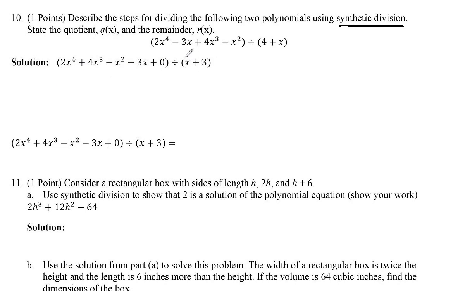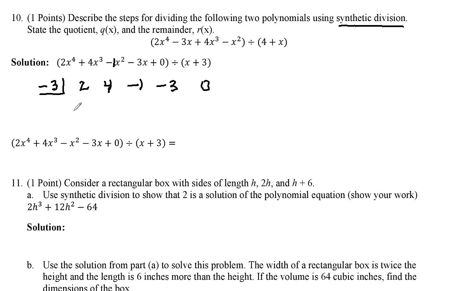We change the sign of the constant in our divisor, so this is -3, and then we list the coefficients of the dividend, so that's 2, 4, -1x, -3, and 0.